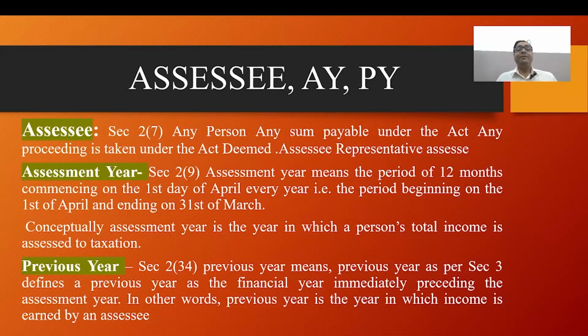Now I will again discuss who is an assessee, and what the assessment year and previous year are. Section 2 clause 7: any person as per section 2 clause 31 by whom any sum is payable under the Income Tax Act, or any proceeding taken under the Act, is deemed an assessee.